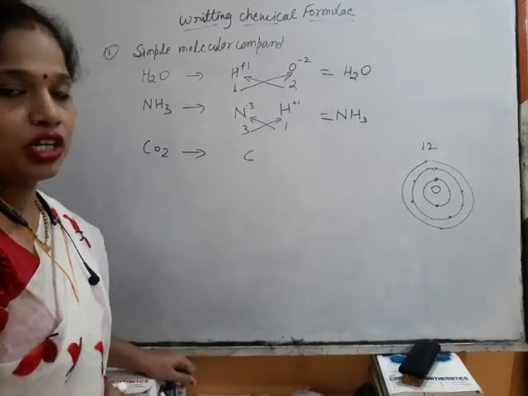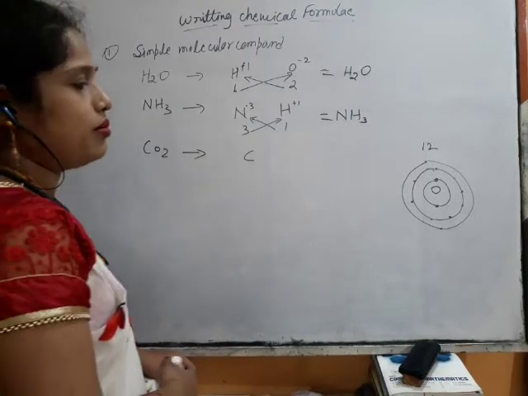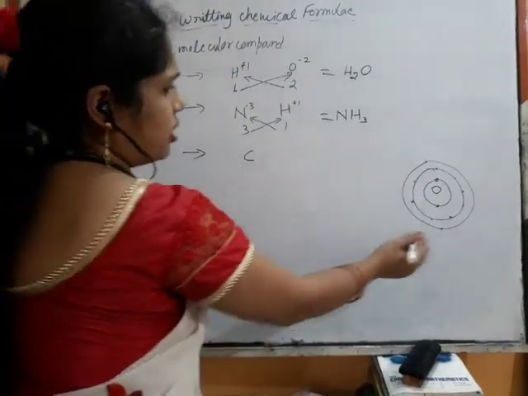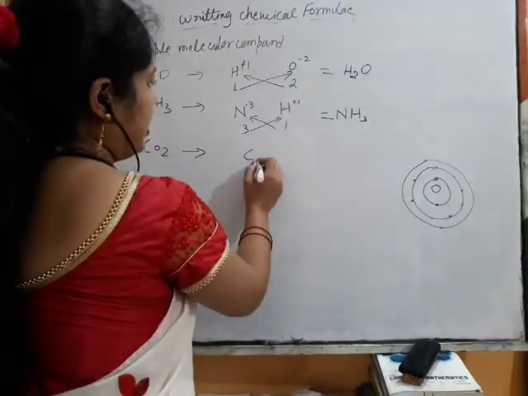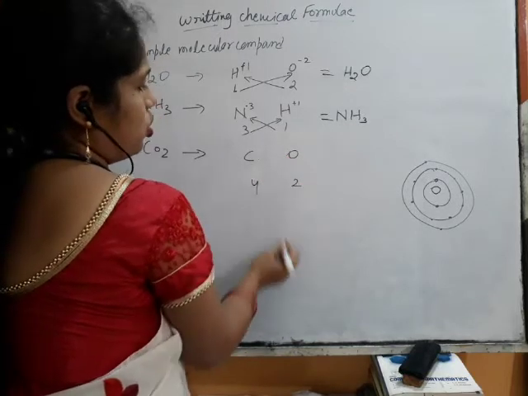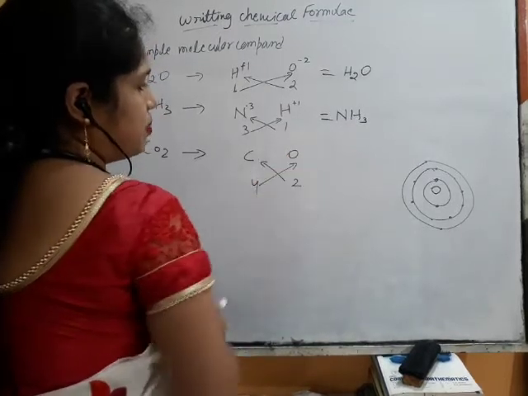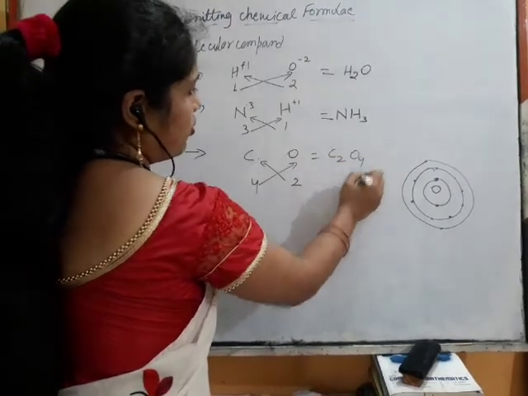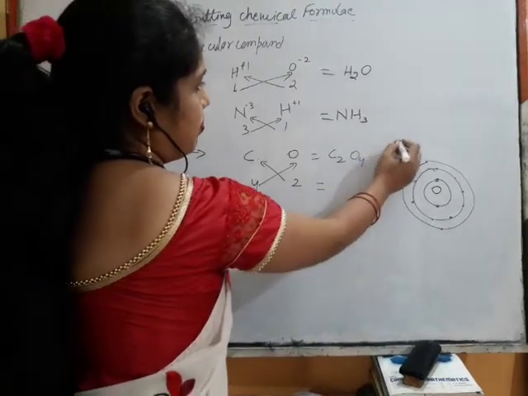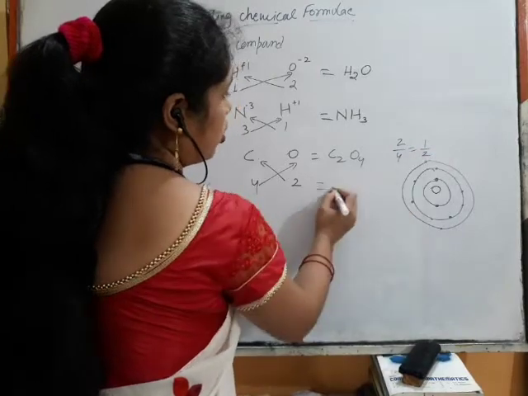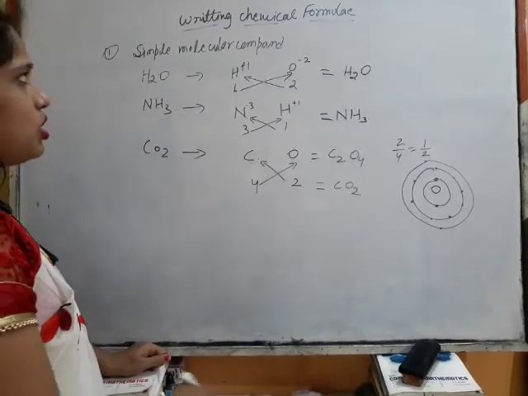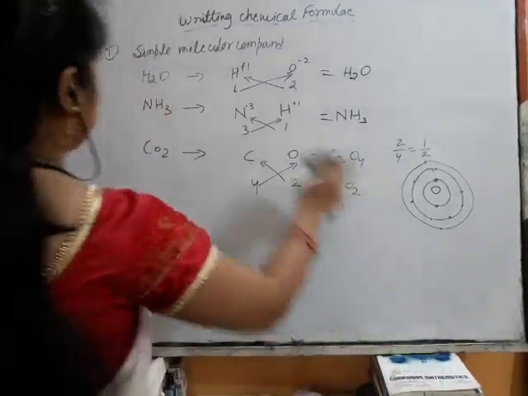So it will donate or accept electrons to become stable, and its valency is 4. See, the valency of carbon is 4 and oxygen is 2. They will exchange places and become C2O4. If we take the numbers in a simple whole number ratio, the simplification of 2 upon 4 is 1 upon 2. So this is CO2, meaning 2 is taken out common. This is how the formula of a simple molecular compound is written.